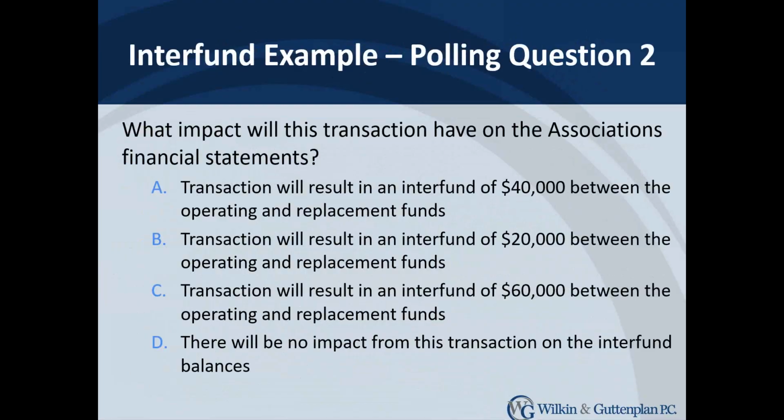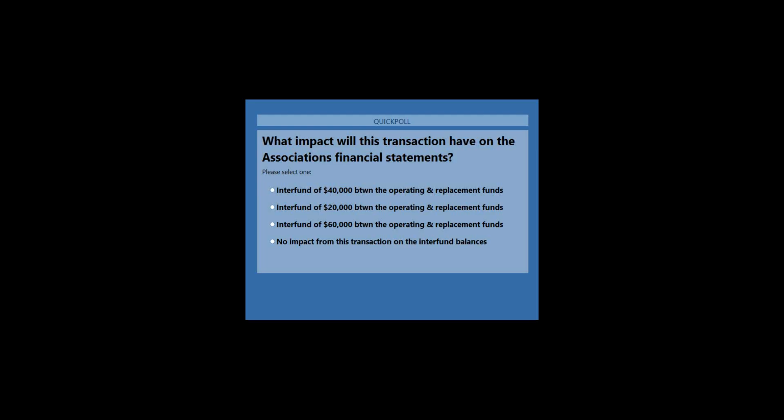So based on that information, what impact will this transaction have on the association's financial statements? Point A is that the transaction will result in an interfund of $40,000 between the operating and replacement fund. Point B is that the transaction will result in an interfund of $20,000 between the operating and replacement fund. Point C is that the transaction will result in an interfund of $60,000 between the operating and replacement fund. And point D is that there will be no impact from this transaction on the interfund balances. So we'll give everyone just a few minutes there to review those options and make their selections.